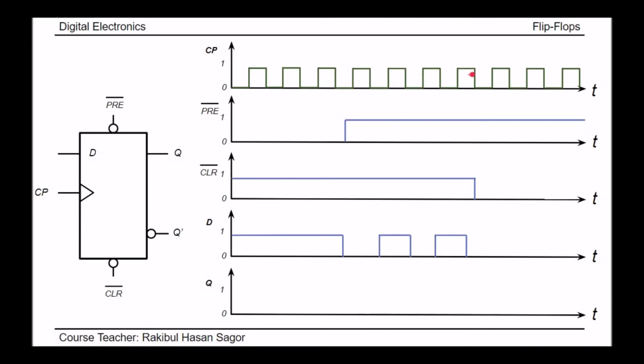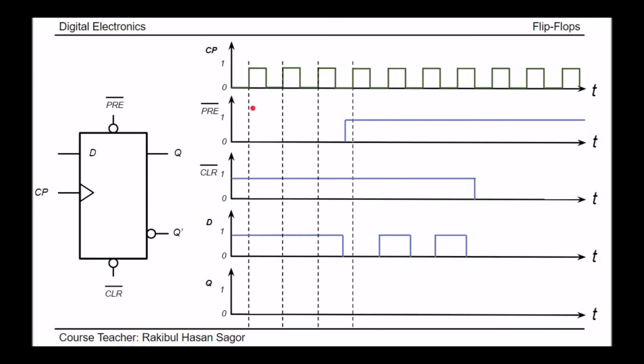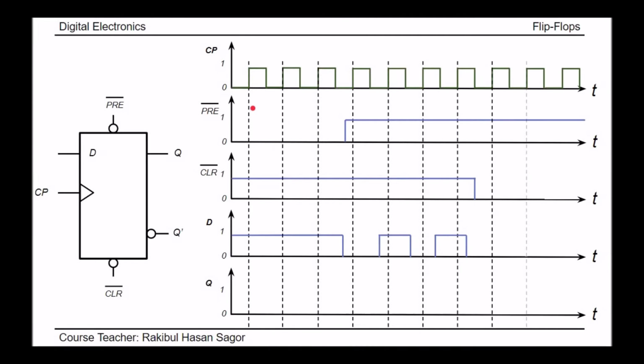The clock pulse input is given here, preset input is given here, clear input is given here, D input is given here. We need to plot the Q output for this case. Now, as we can see, this is a positive edge triggered D flip-flop. So let's mark the positive edges for all clock pulses. These are the positive edges. This is the point where the state will be changed.